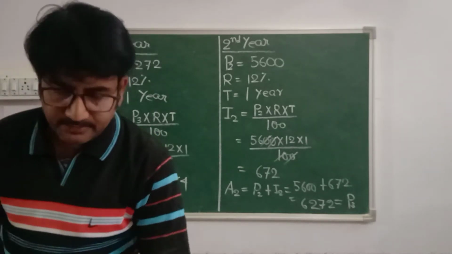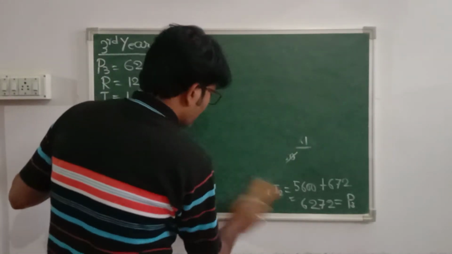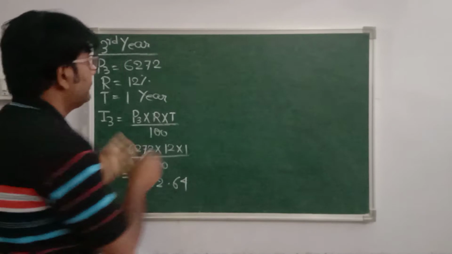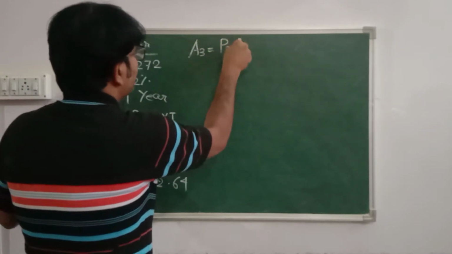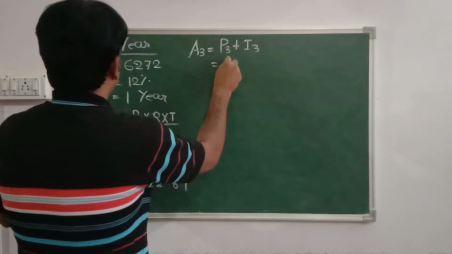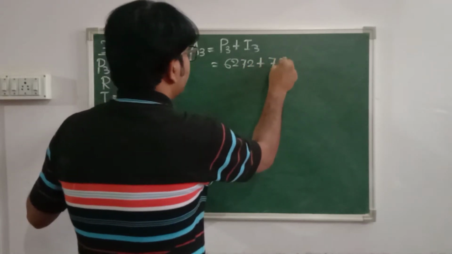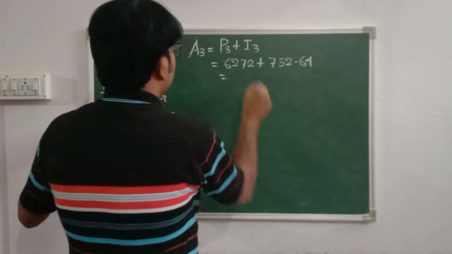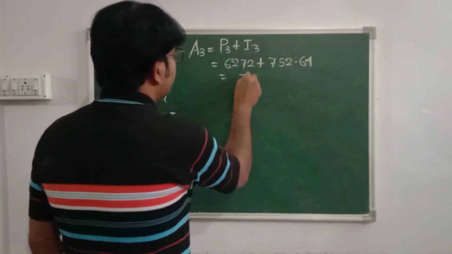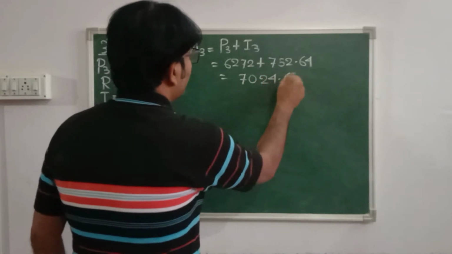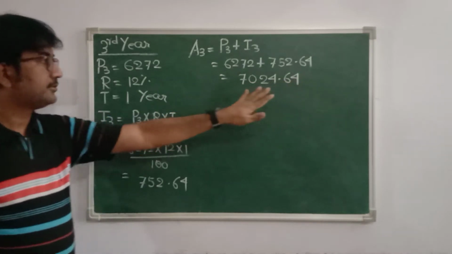Now from here we can calculate the value of the amount. So we have A3 equals P3 plus I3. Now P3 is 6,272 and I3 is coming to 752.64. So the amount at the end of the final third year is 7024.64. So we finally got the amount at the end of the 3 years as 7024.64.